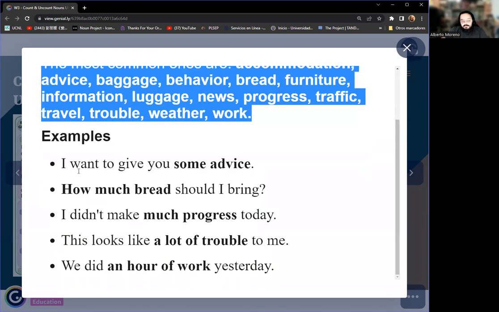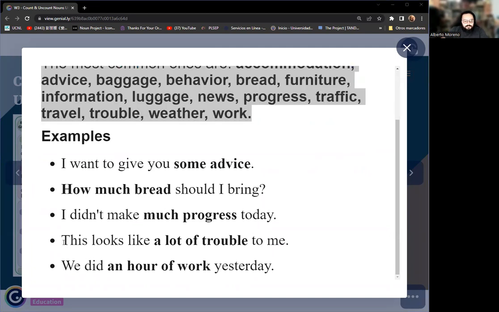Okay. For example, I want to give you some advice. How much bread should I bring? I didn't make much progress today. Or this looks like a lot of trouble to me. We did 1 hour of work yesterday.